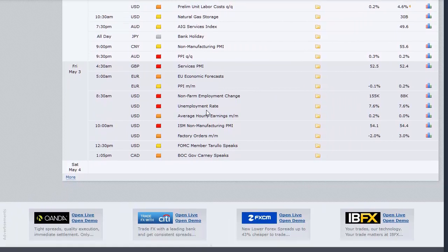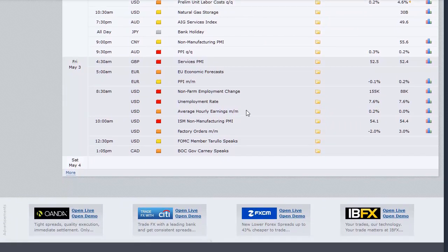China's got their non-manufacturing PMI. Australia's got their PPI. UK's got services PMI. Europe's PPI. We've got unemployment rate out of the US on Friday. That's another one of our big three. Again, every month the big three being the unemployment rate with the non-farm payroll data, the CPI, and the trade balance. So we've got trade balance and unemployment 2 days back to back here.